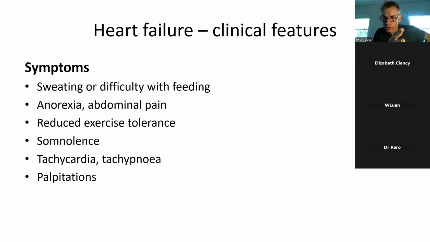Older children often have reduced exercise tolerance, and they also have somnolence, because you can imagine the heart's not pumping blood very well, so they're more lethargic, they're more somnolent. Of course, tachycardia and tachypnea are invariably present, and in some children they can identify that they've got palpitations, and that's because they've got tachycardia or they've got an arrhythmia.